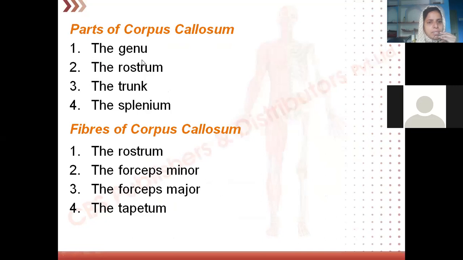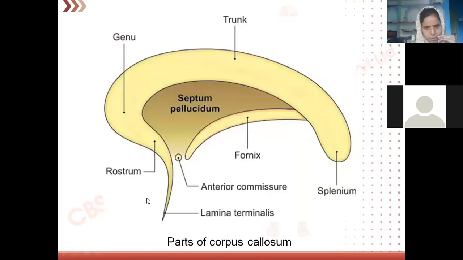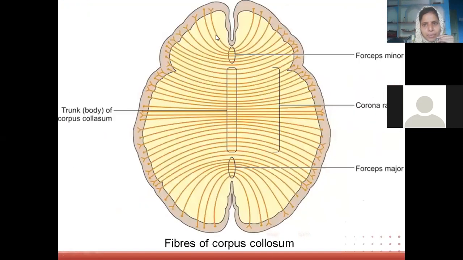So these are the parts of the corpus callosum: rostrum, trunk and splenium. The fibers we will see are the forceps major and forceps minor. These are the white matter fibers which are connecting the adjacent hemispheres. Tapetum is also there. Now see here, forceps minor. What is it connecting? This is the frontal area, this is the parietal area, this is the occipital area. So forceps minor are the white matter fibers connecting the right and left cerebral hemispheres, situated at the point of the rostrum.